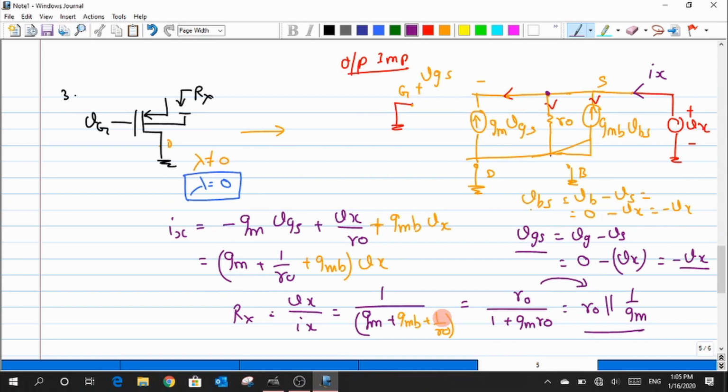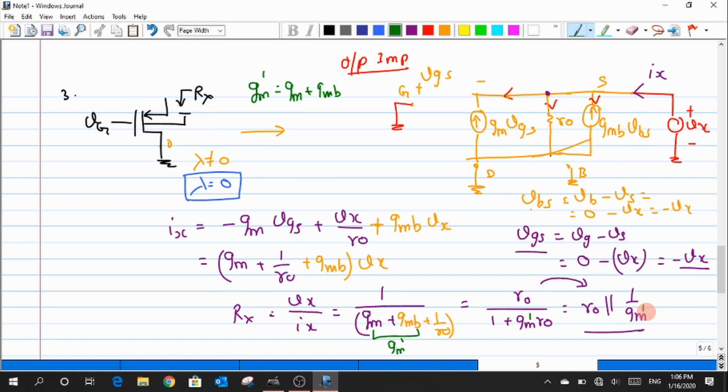Sometimes it becomes very difficult for me to write Gm plus GMB. So in order to express this, I sometimes use Gm prime, which means it's a summation of Gm plus GMB. Whenever I find something like that, I just replace that with Gm prime. My life becomes easier. So over here I replace with Gm prime, and over here again I replace with Gm prime.